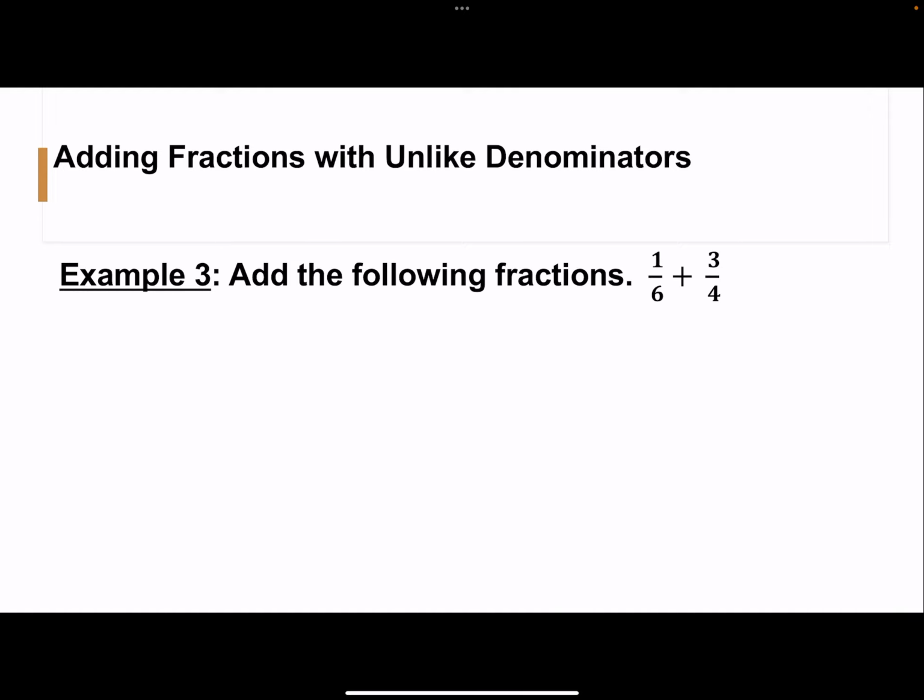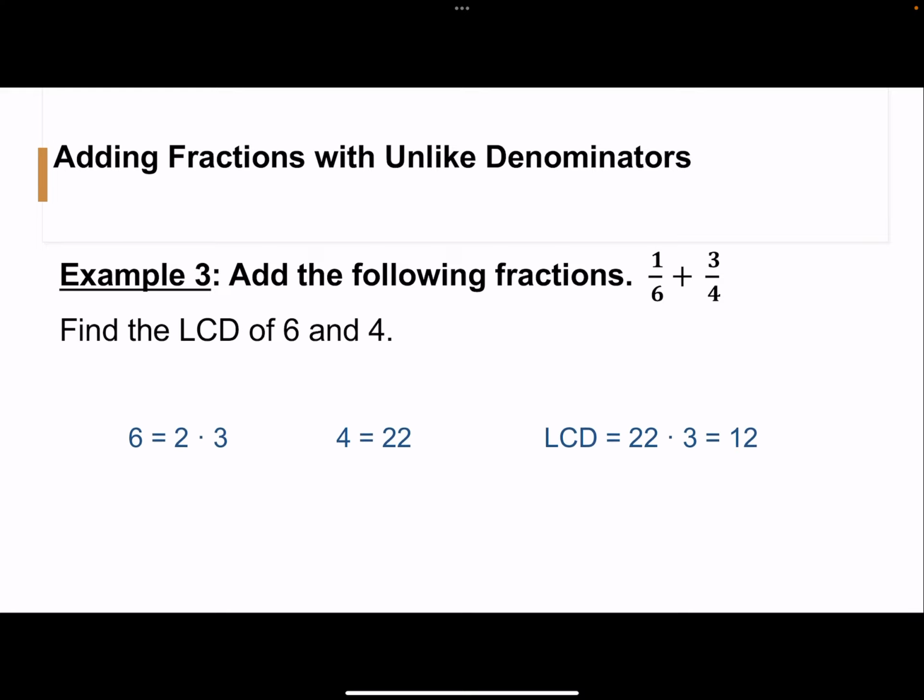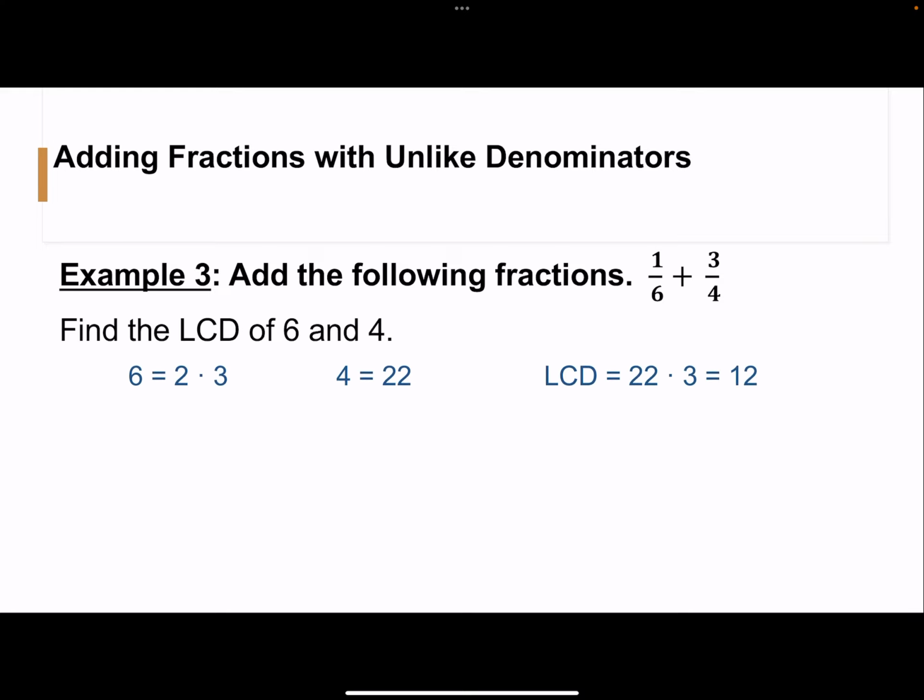So let's look at an example. In example 3, I want to add 1/6 plus 3/4. We do not have a common denominator. So the first thing we're going to do is find the least common denominator of 6 and 4. To do that, we can look at the product of primes. This should say 2 times 2.